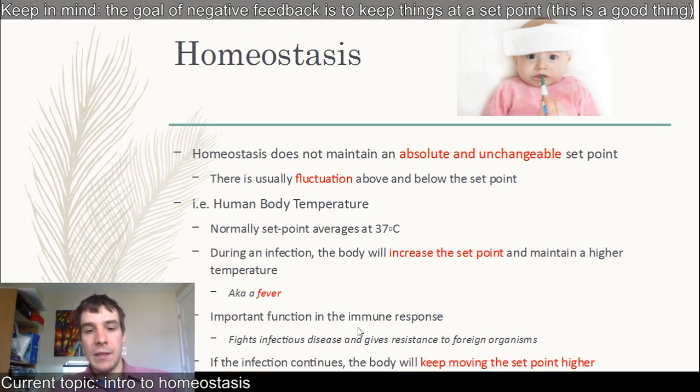So it's an important thing in the immune response. When you make a fever, your body cells can still function at like 39 degrees, but the bacteria that are attacking you might not work so well. So it's a helpful thing. And if the infection continues, the body just keeps ramping that fever up and up and up to try to kill those things, and eventually the fever can actually get dangerous for us.